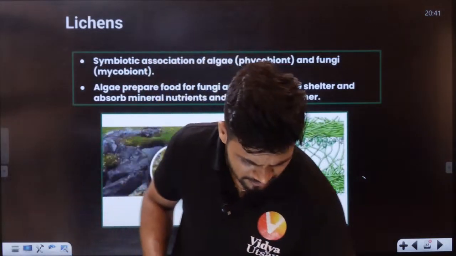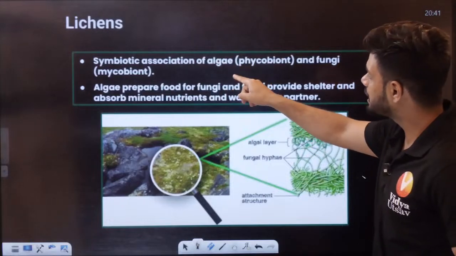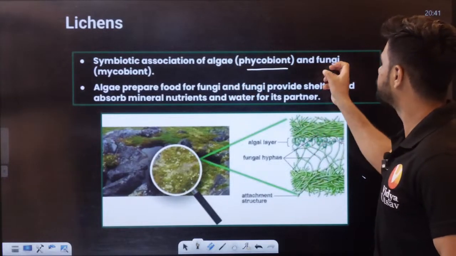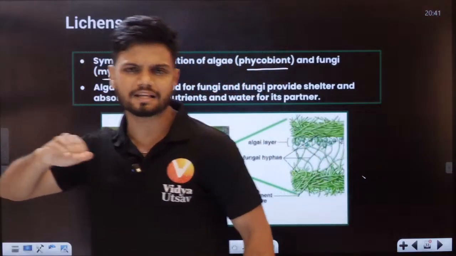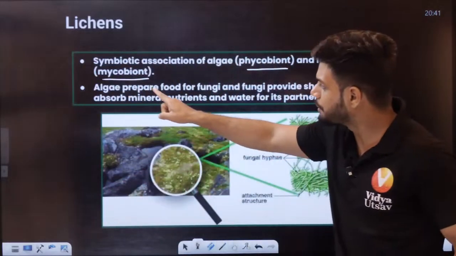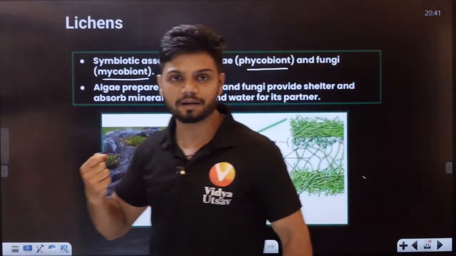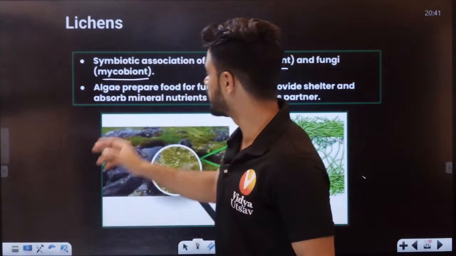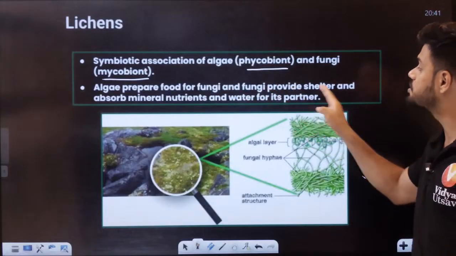ठीक है? Students. Now, in this symbiotic association, the algae part is called phycobiont and the fungi part is called mycobiont. Algae prepares the food. Why, students? क्योंकि algae के पास chlorophyll है, so it can prepare the food. Okay, so algae prepares the food for fungi and fungi provides shelter.